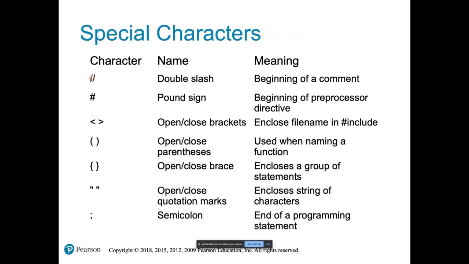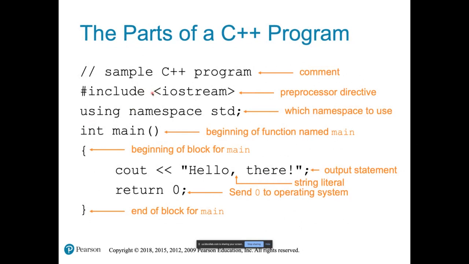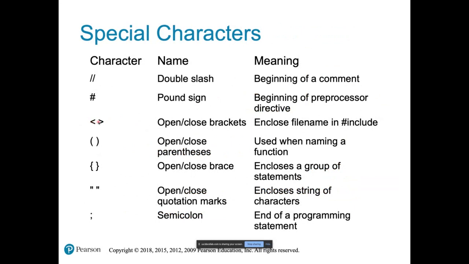Some special characters. The double slashes are to begin the comment. The pound sign you would see when you need the preprocessor directive. We saw that with the iostream, and you might see them sometimes with the old C style when you do a pound define. These angle brackets are used for the iostream preprocessor right here. If you're using a library that you created, you won't use those angle brackets. These open and close parentheses are used for the functions. The curly braces, I call them curly cues, are used to group blocks of code, such as in the function. Open quotation marks for string literals, and each statement ends with a semicolon.